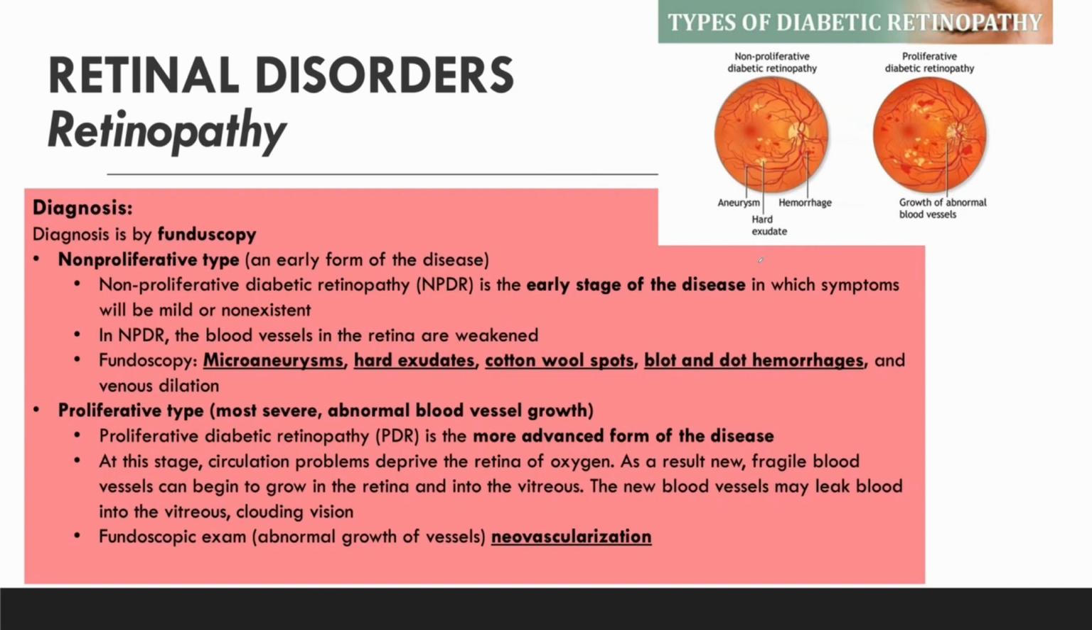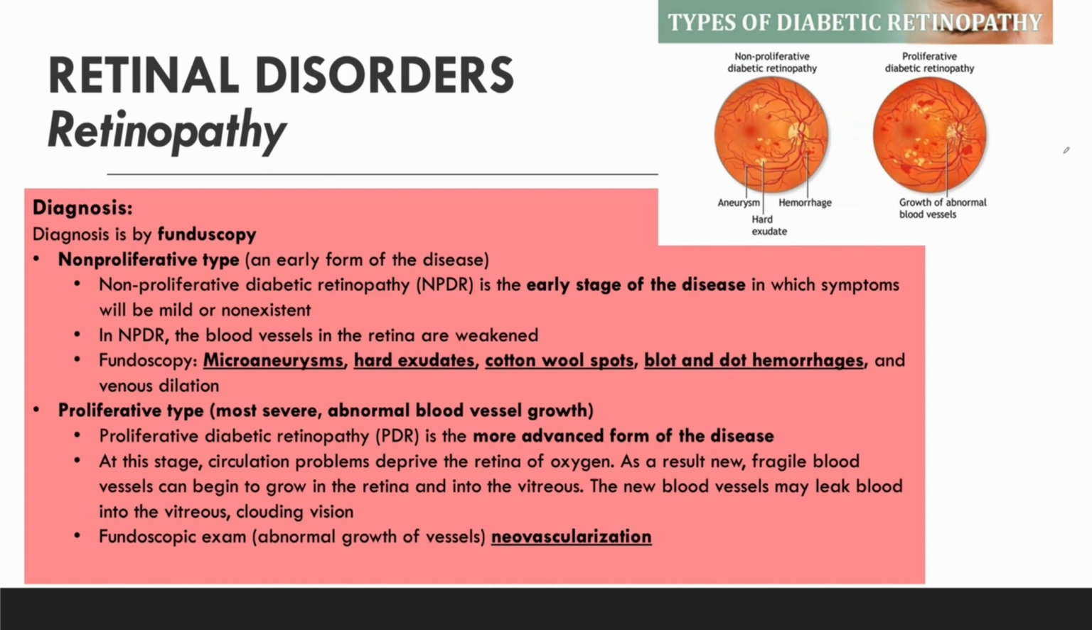Here's some good ones too. So you'll see the non-proliferative type. You see some little aneurysms, some exudates, cotton wool spots, hemorrhaging. And again, there's the things that we just talked about, dot blot hemorrhages and things. In the proliferative, like more severe, you're going to see that plus a lot of leakiness and neovascularization. Because that looks a little more profound.